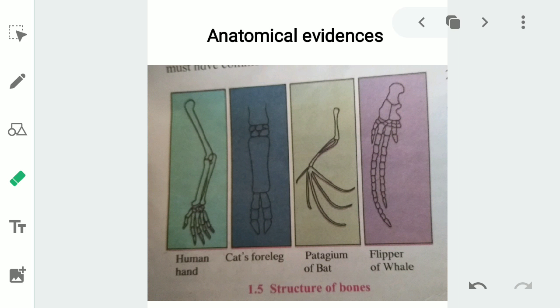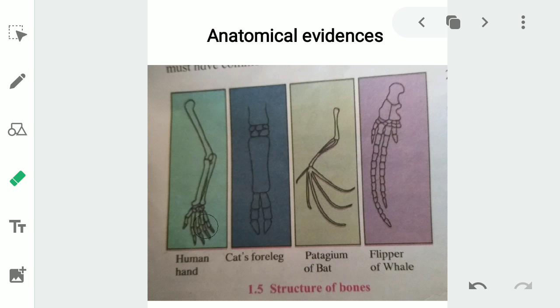Now you can see the first image, that is a human hand. The second image is a cat's foreleg. The cat's front two legs are called the cat's forelegs. This is the pentadactyl limb of a bat. A bat has wings, so the wing of a bat is called the pentadactyl limb. And the flipper of a whale, which is used for swimming and balancing while swimming.